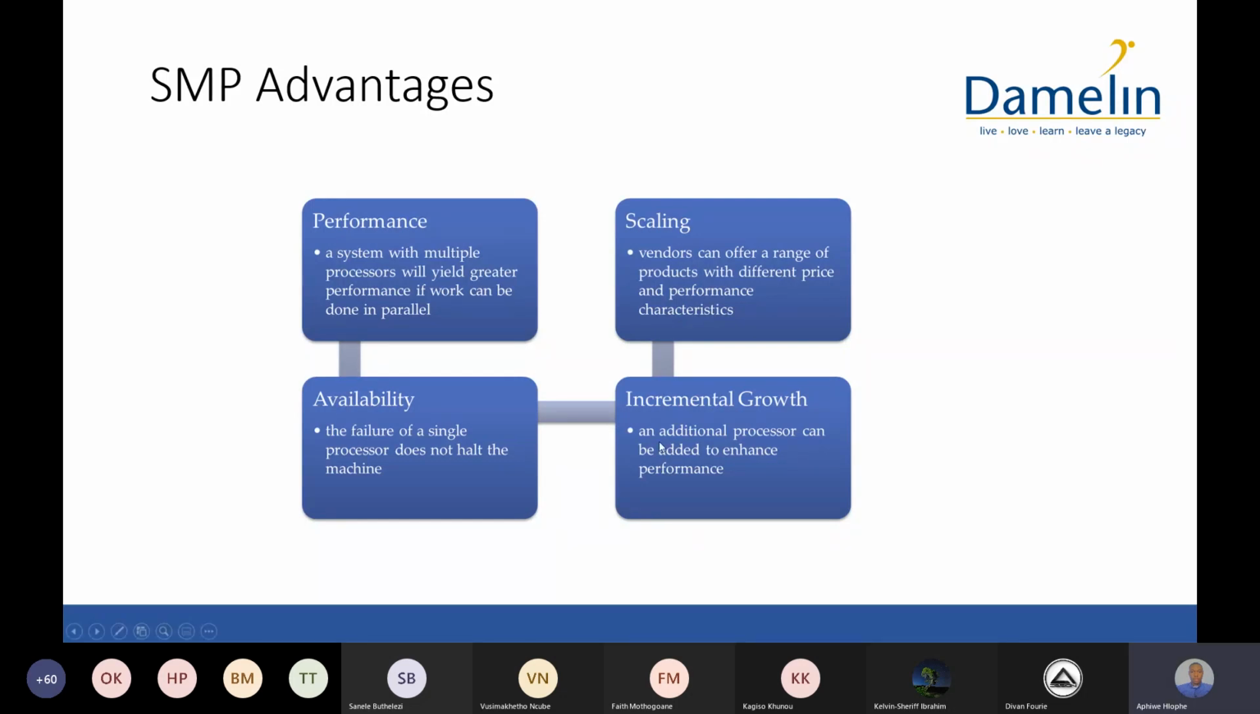And incremental growth: an additional processor can be added to enhance performance. Usually a computer that supports a multi-processor setup would only come with one processor and have multiple slots. So it's up to you. If you want incremental growth, then you purchase additional processors to enhance your performance.